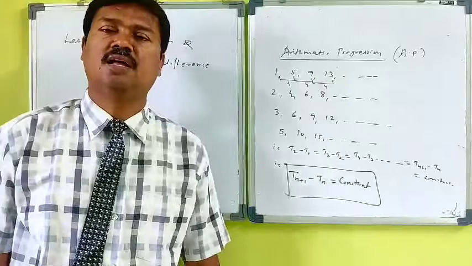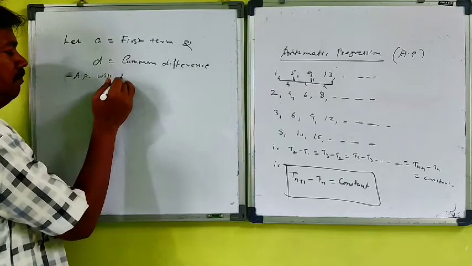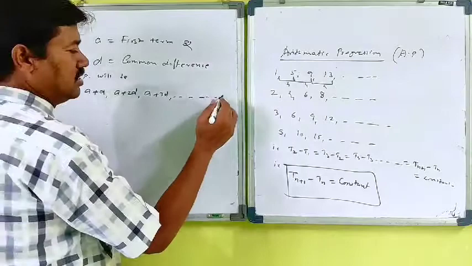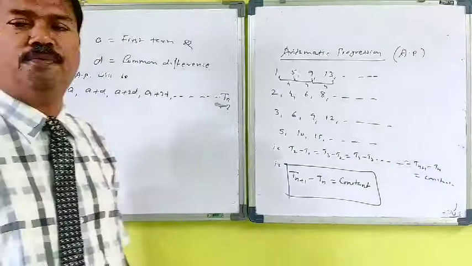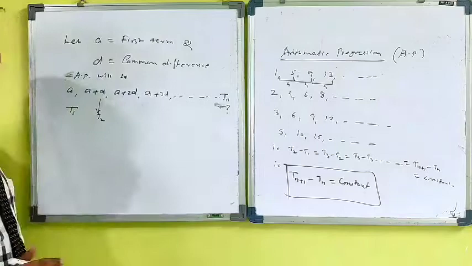So the AP will be: the first term is A, then A plus D, A plus 2D, A plus 3D, like this, up to the last term. What is the Tn? That's the question. If you observe properly, the first term T1 has a gap of A plus 0D. Here T2 is A plus 1D. Then T3 is A plus 2D.